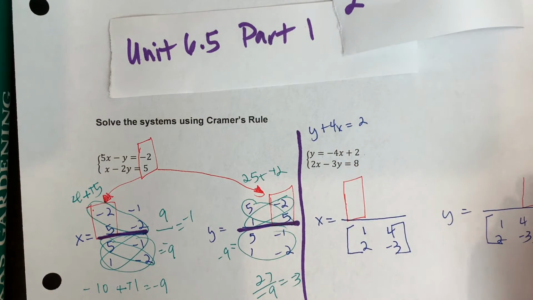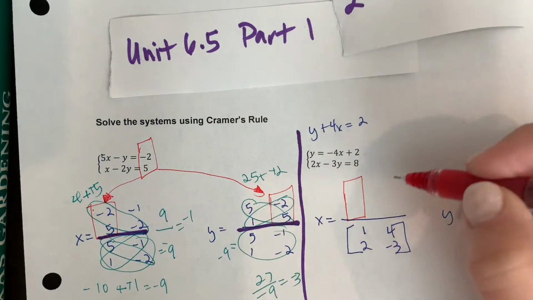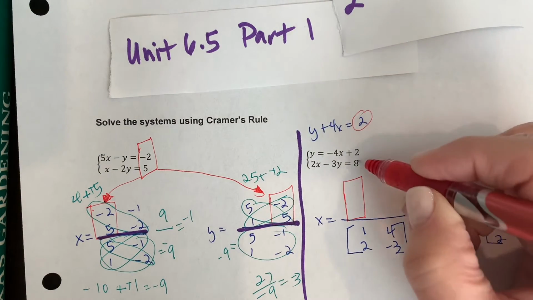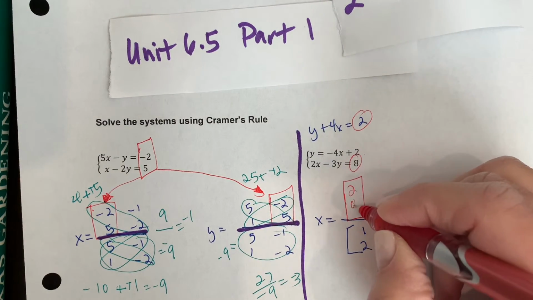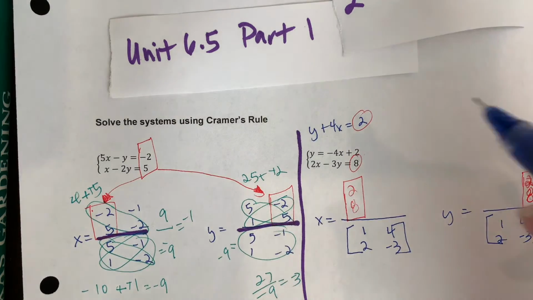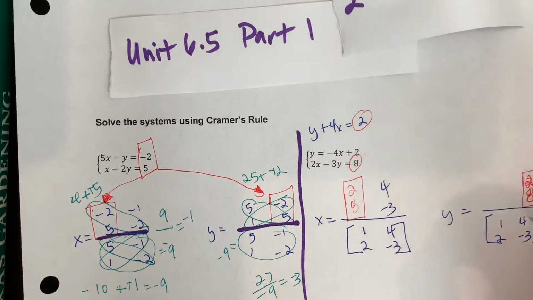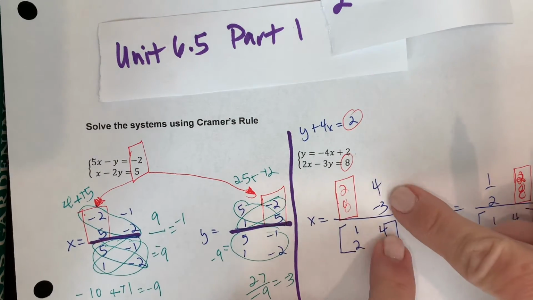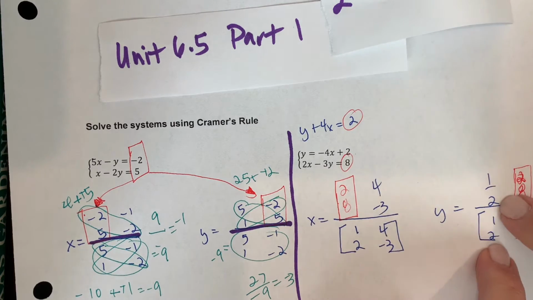Okay, and then to solve for the y, you're going to end up putting the constant, so 2, 8. So 2, 8 goes here, 2, 8 goes there. And then these are replicated. So 4, -3, 1, 2.